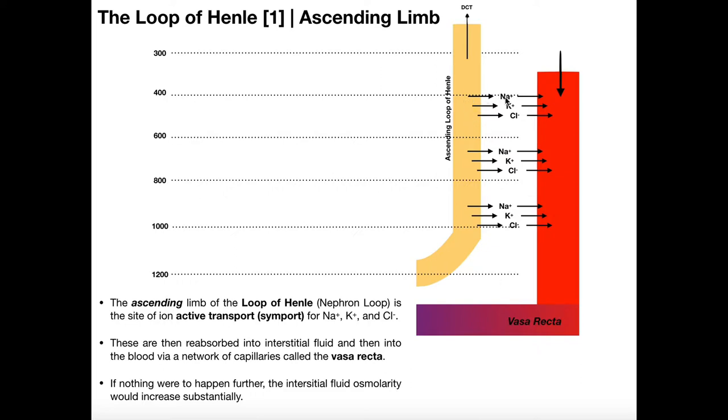Now, a lot of times what we'll say, just as a simplification, is that anything that's reabsorbed goes from the tubule into the blood. But really what we need to understand is anything that's reabsorbed doesn't go directly from the tubule to the blood. It actually goes from the tubule initially into this interstitial area and then into the blood. Okay, so it has this intermediate place it has to travel through.